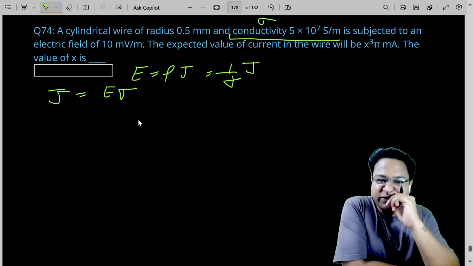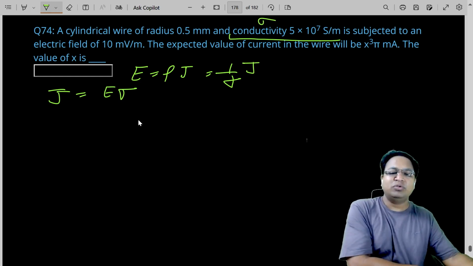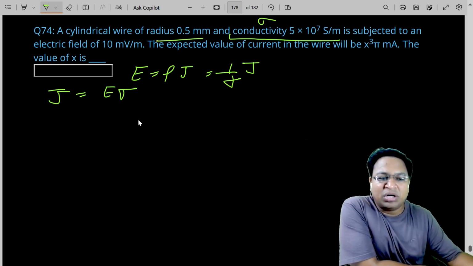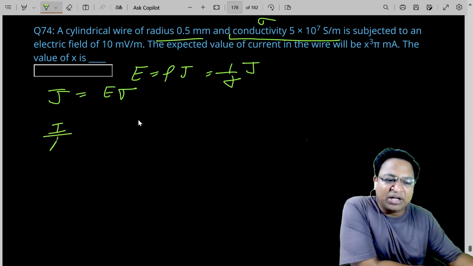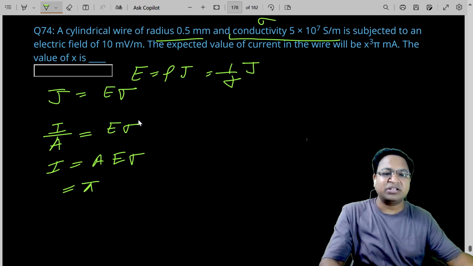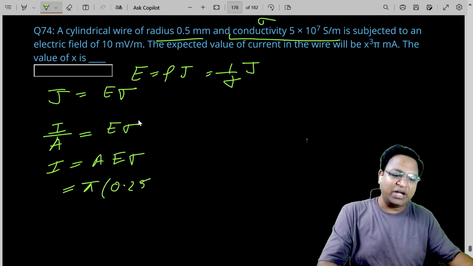Now it's subjected to an electric field of this much. The expected value of the current in the wire will be this much, the value of x. So we want to know the expected value of the current in the wire. J is I by A, so I by A equals this value. So I will be equal to A into E into sigma. A will be equal to pi R square. R is given to be 0.5 millimeter, so the square of that will become 0.25, and millimeter square will become 10 raised to the minus 6 meter square.